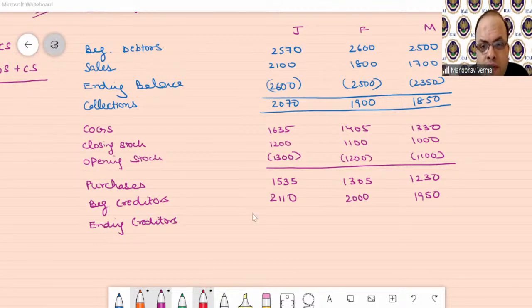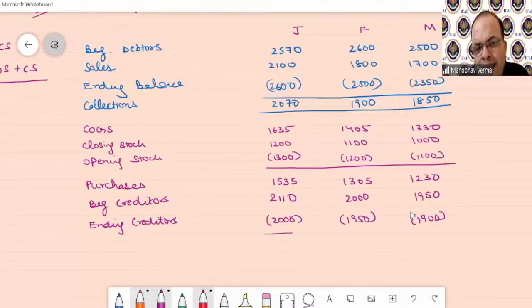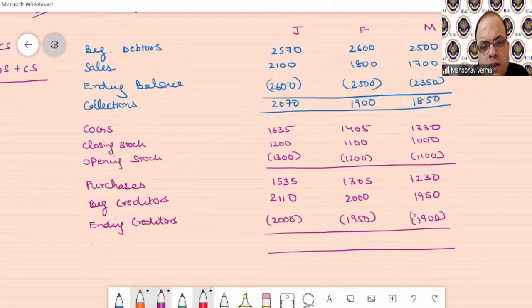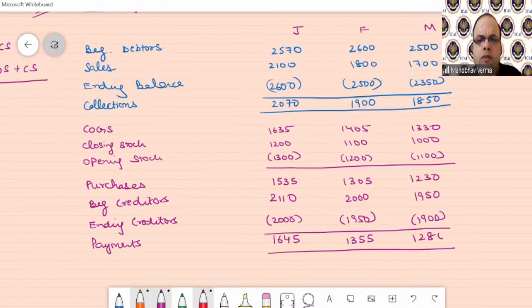So that is pretty straightforward. We are talking about a 2000 and a 1950. And of course, for the third month, they've given us 1900 in the question itself. So what we are getting here is the payments. So payments to creditors, that's coming to be 1645 if I'm not wrong. 1645. Here we get a 1355 and probably a 1280. That's a quick calculation, guys.